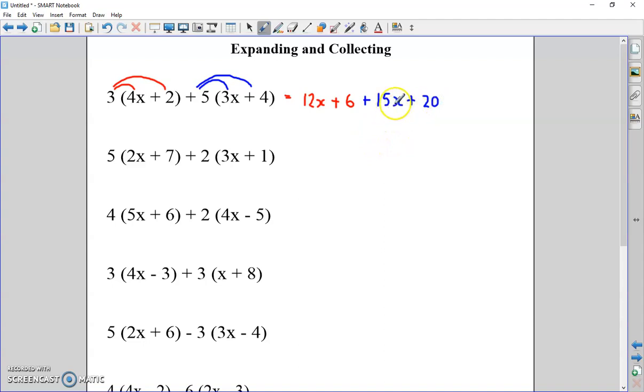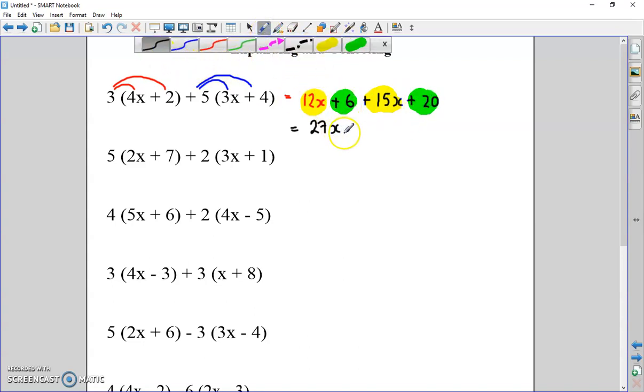Now I can't put the 15 and the 20 together. I can't put the 12 and the 6 together. But I can put the 12x and the 15x together, and they're adding. So 12 add 15 is 27x. And I can do the same with the numbers. I can put the 6 and the 20 together because they're numbers. 6 add 20 is 26. So my final answer for the first one there would be 27x plus 26.